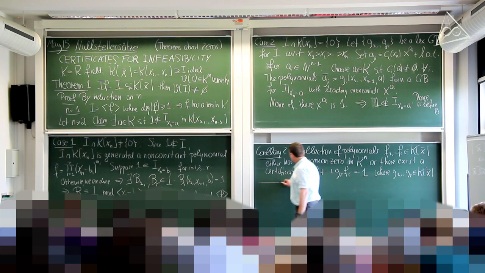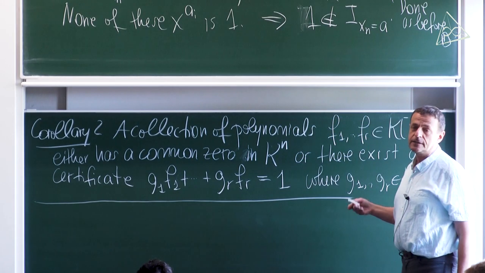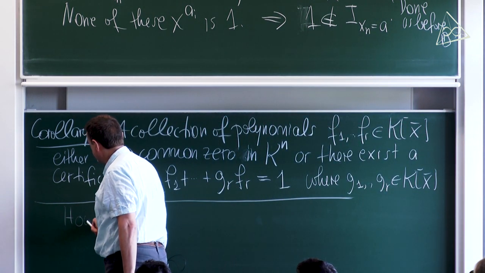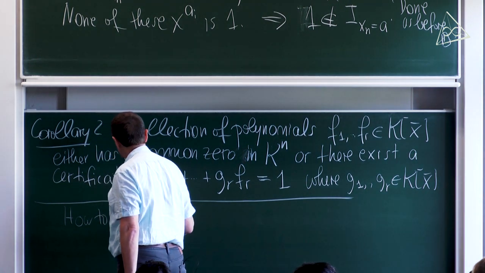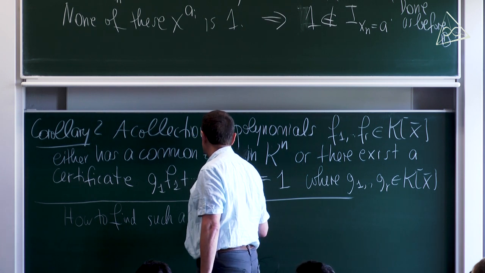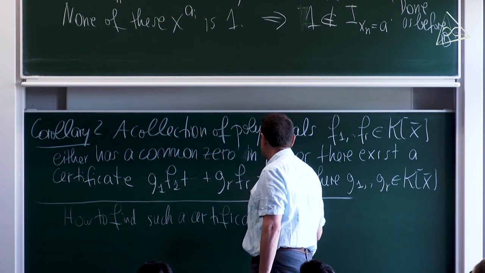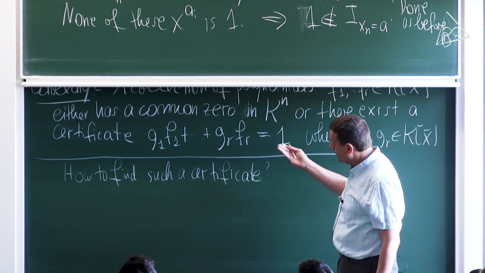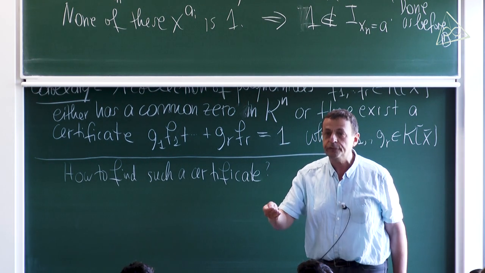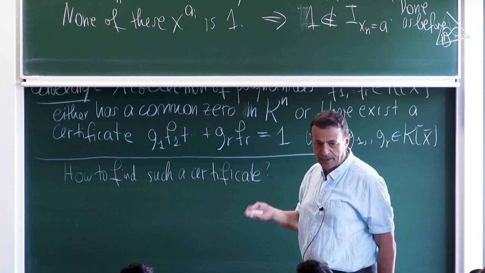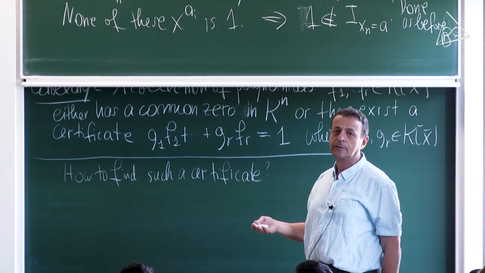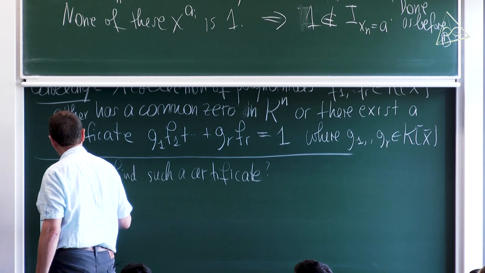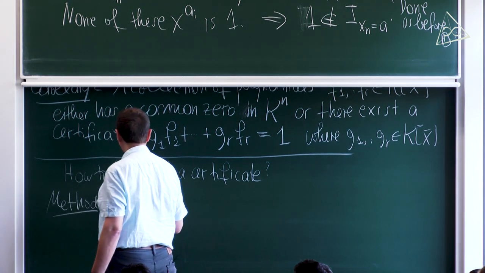Now that's nice, right? So either there is a root or there is an obvious certificate that shows that there's not a root, but how to find such a certificate? How to find such a witness? So suppose a system of equations has no root. How can you find the proof? You would like to convince your friend or your adversary that his or her system does not have a solution. So how do you find that witness that will convince that person? Well, there are two approaches. So method one is to use the extended Buchberger algorithm.